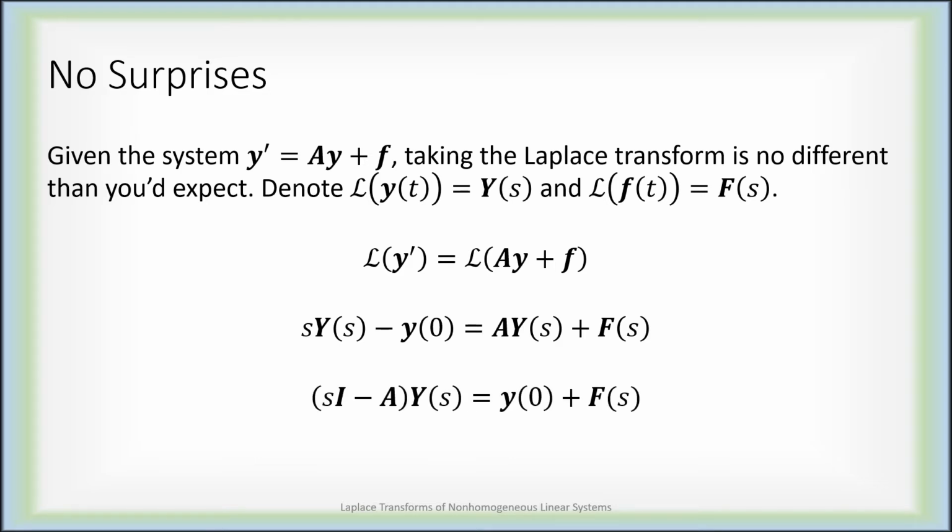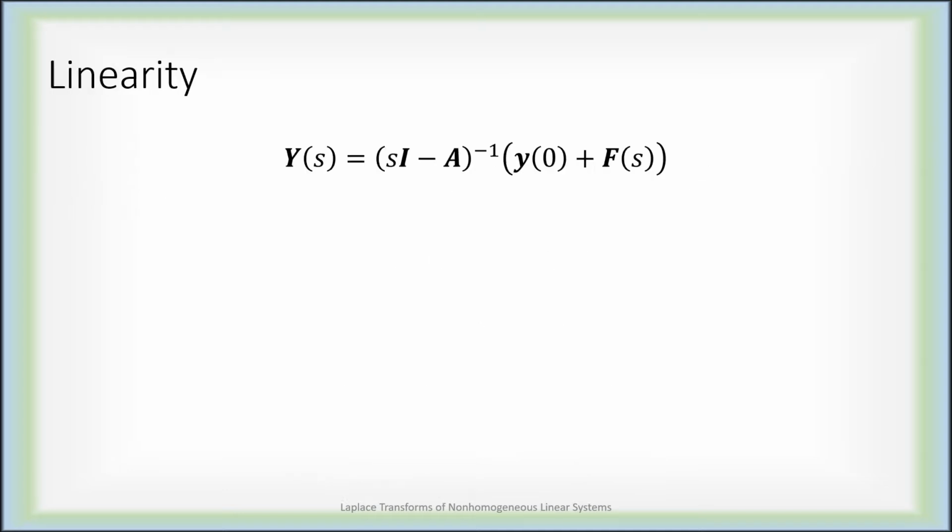Our goal is to solve for capital Y of s, so we move every term with capital Y of s to one side and every term without it to the other. Assuming s is not an eigenvalue of the matrix A, then we can invert sI minus A and multiply by that inverse matrix, the resolvent matrix. So here's where we are so far. The Laplace transform of our solution is given by the resolvent matrix times the initial state plus the forcing functions.